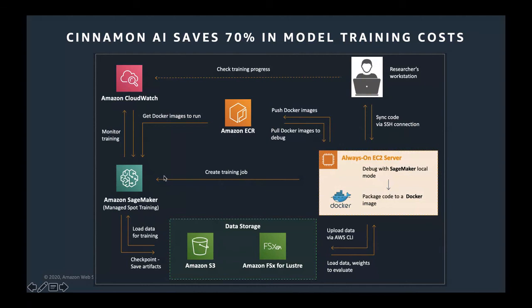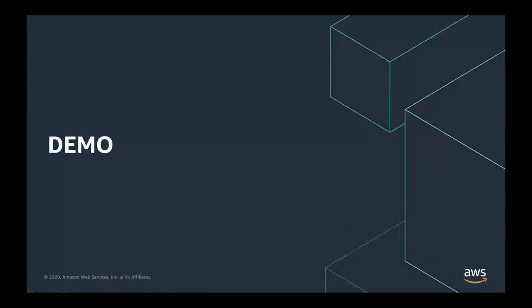So typically it is an end-to-end workflow, and then they have CloudWatch and CloudTrail to understand what is happening on the back end. Typically for Cinnamon AI, everything is running on Spot right now. So they are saving up to 70% in their case. And we have seen other companies also start using managed spot training for their workloads.